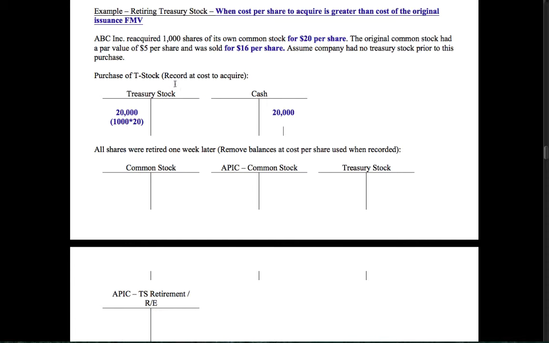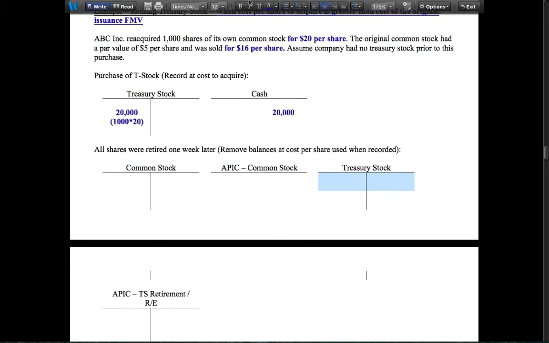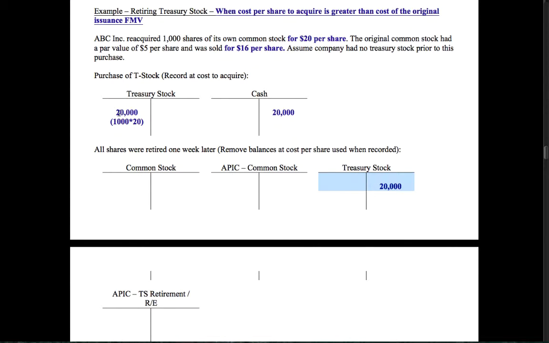One week later, this company, ABC Inc., decided they wanted to retire all the remaining shares that they had just acquired, the 1,000 shares. Therefore, consistent with what we did previously, we need to remove our treasury stock, the 20,000, which we calculated here, and this would be the same. We're retiring 1,000 shares at the $20 per share we paid to acquire them. We need to remove the common stock from their books using the par amount, and then the additional paid in capital using the difference between fair market value and par.